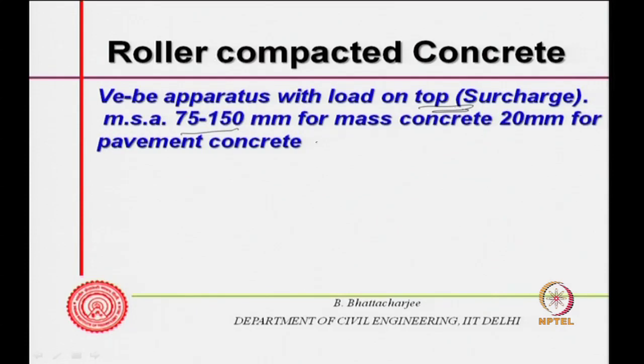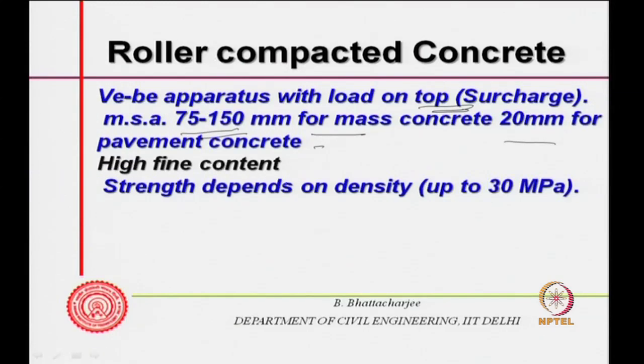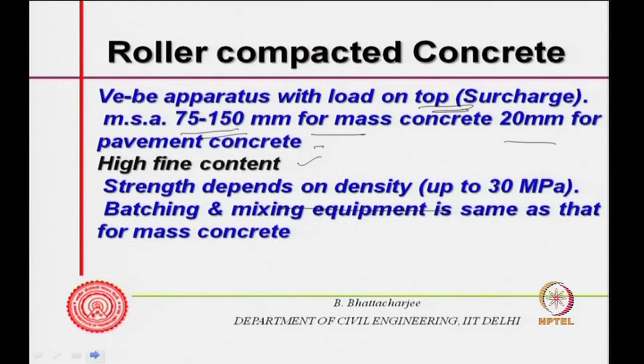We will come to that a little bit. I can have MSA 75 to 100 mm for mass concrete, 20 mm for pavement concrete, which can be as strong as 30 MPa or 30-40 MPa. 30 MPa is easily attainable in Indian scenario. It will have high fine content, and strength depends upon density. You can get around 30 MPa easily. Cylinder strength of 30 MPa is not difficult if you use the ACI method of mix design.